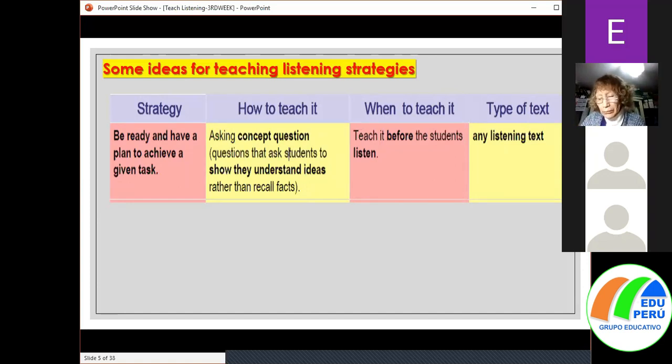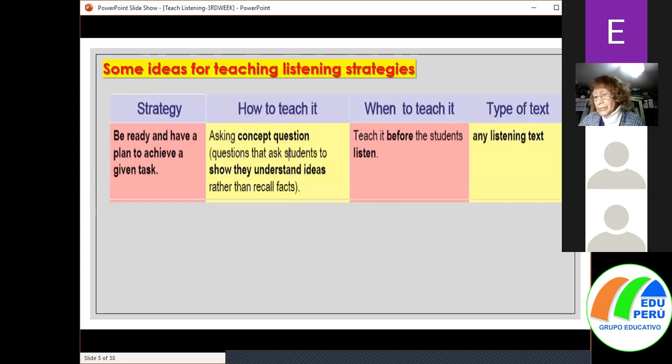You can ask concept questions. What is a concept question? A question that asks students to show they understand ideas rather than recall facts. If they understand ideas, not just giving factual information. Similar to what I asked you: what is a strategy for you? And you give me some ideas, your knowledge.